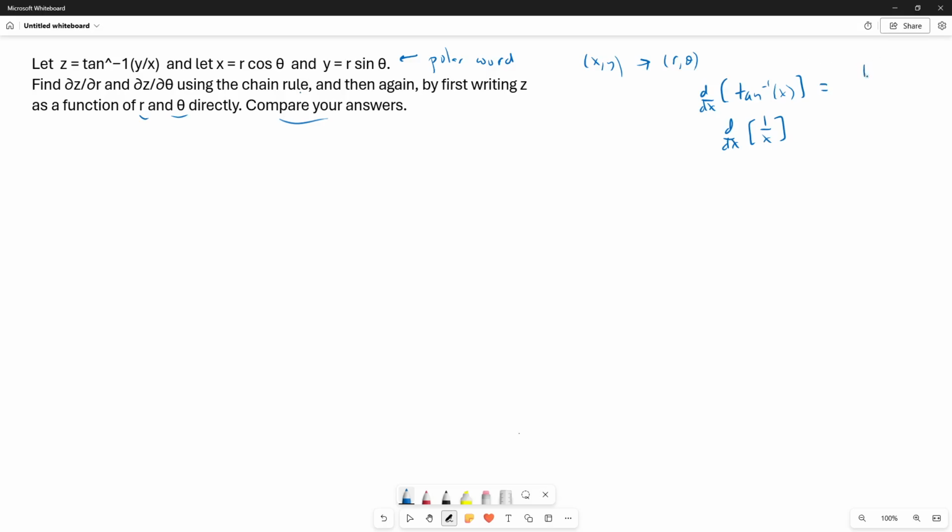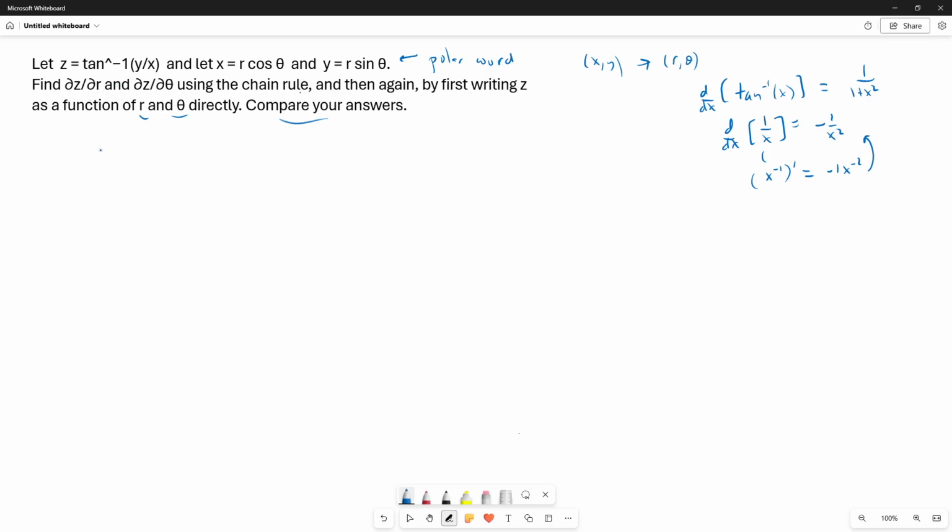The derivative of inverse tangent of x is 1 over 1 plus x squared, and the derivative of 1 over x is negative 1 over x squared. This one comes from rewriting as x to the negative 1. And when we take the derivative, we use the power rule, and we get negative 1 times x to the negative 2, which is negative 1 over x squared.